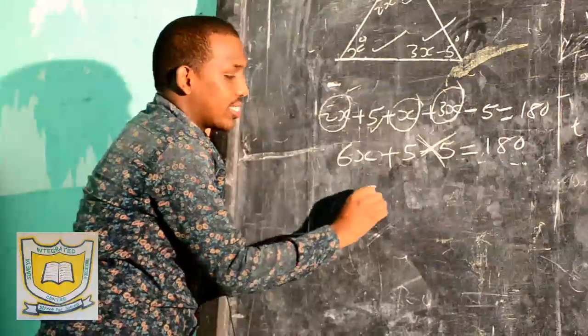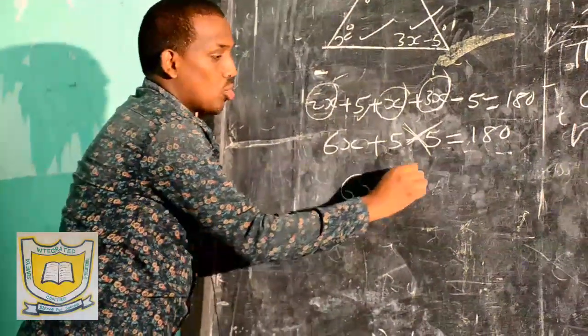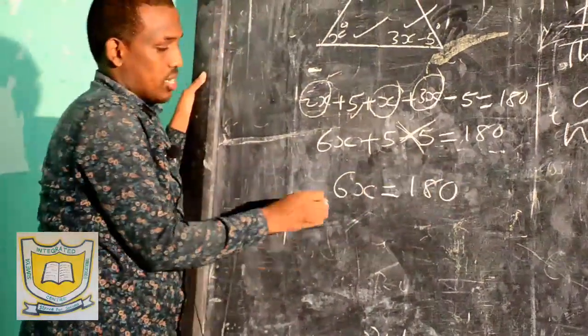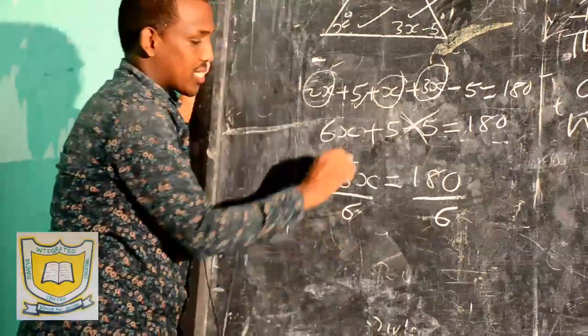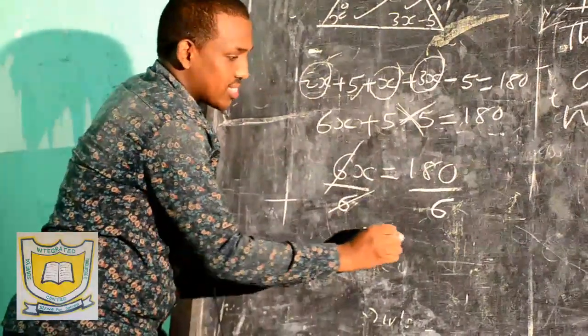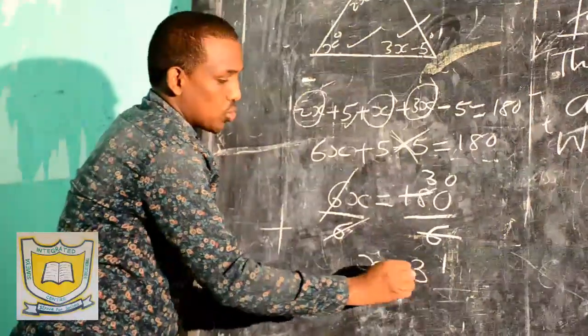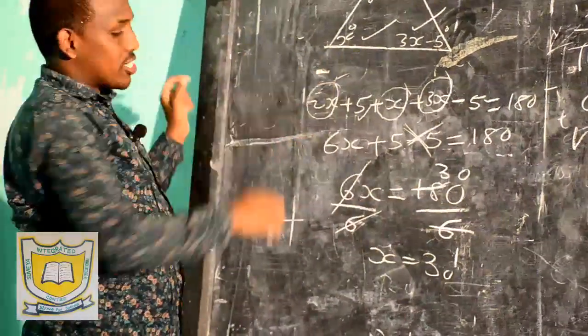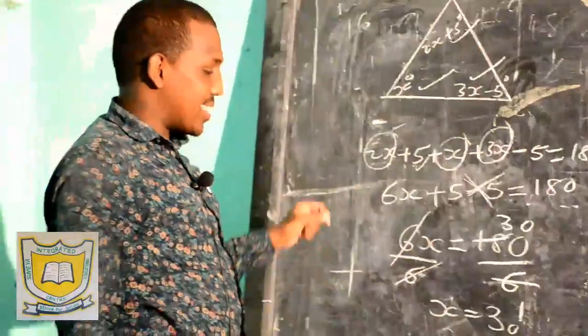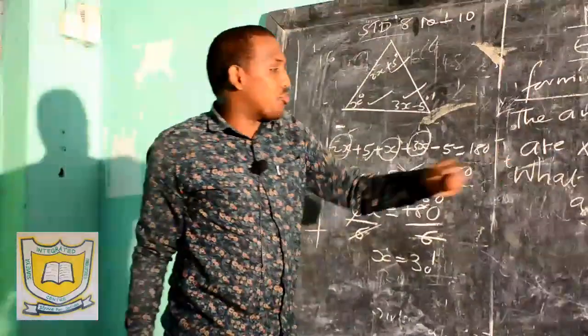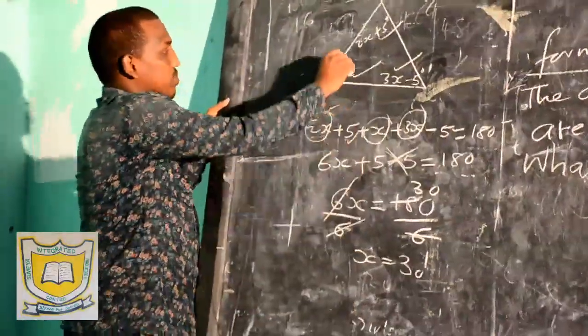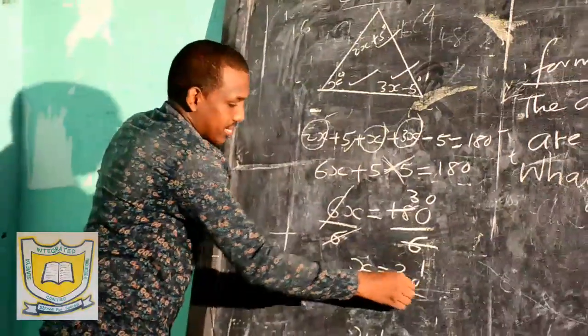So what remains is 6x is equal to 180. Divide both sides by 6, the 6s cancel. x is equal to 180 by 6, which is 30. So x is equal to 30. They don't want x. They said, what is the value of each angle? So the first angle, which was x, is 30.